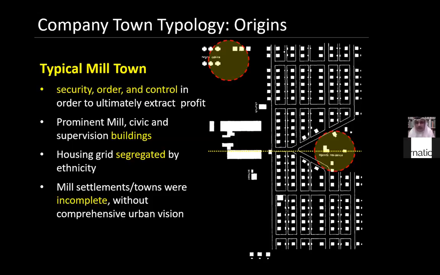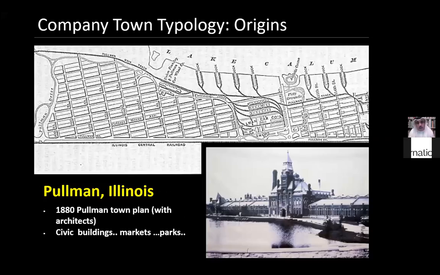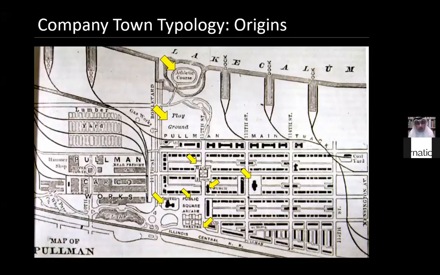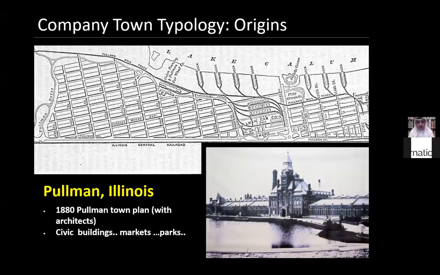But mill towns would be dependent on agricultural products and converting them into industrial products like cotton or sugar. This concept, the mill towns, were the precursors of much larger industrial towns or company towns. The first of which, the example that is highly cited in urban planning history, is the city of Pullman in Illinois, which was completely planned from A to Z by the Pullman Car Company. It was a company that built train cars, but this town was Pullman, Illinois.